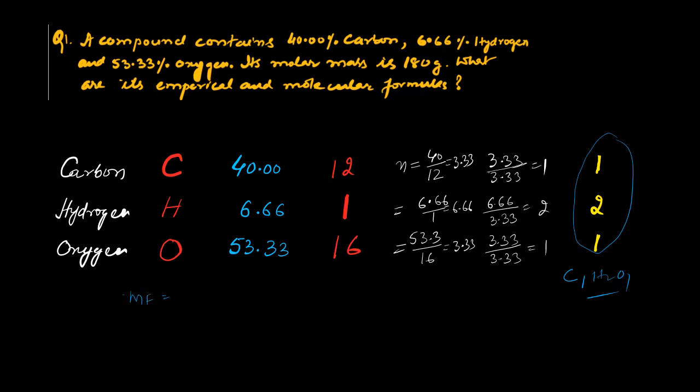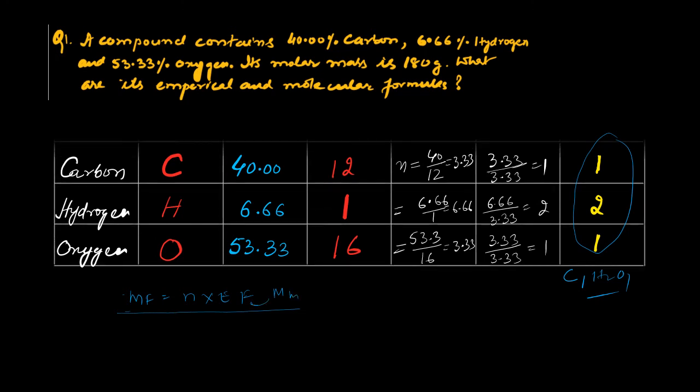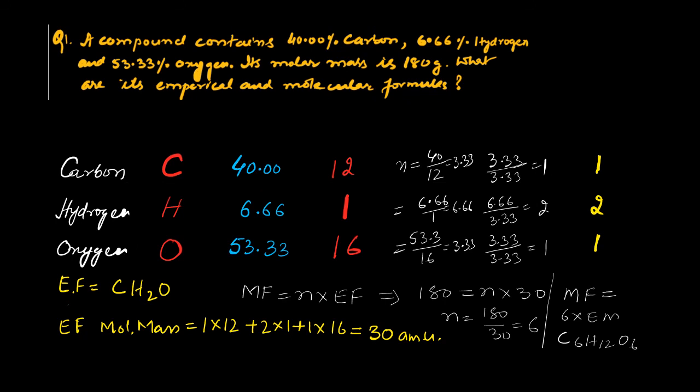and from this empirical formula we will calculate molecular formula. Molecular formula equal to N into empirical formula. So first of all, we have to calculate molecular mass for this empirical formula. So after writing empirical formula, we will get molar mass for the empirical formula, and carbon is 1 part, hydrogen 2 part, oxygen is 1 part, and after writing their atomic masses, we got 30 AMU, which is empirical formula mass of this compound.